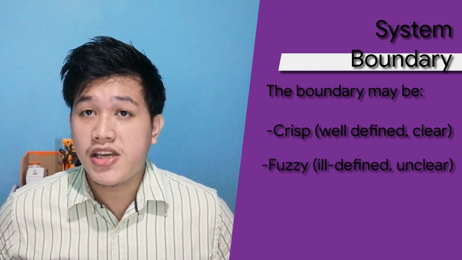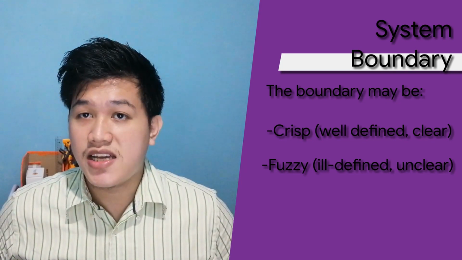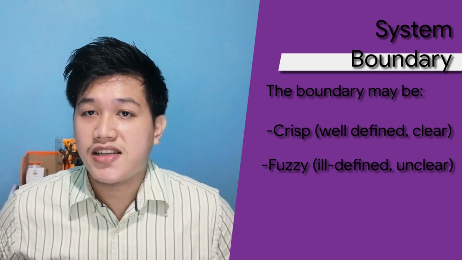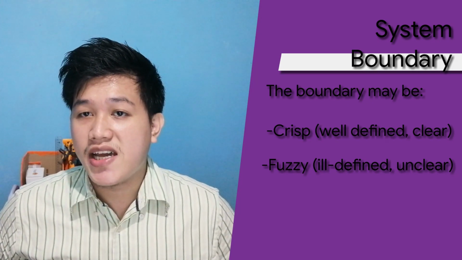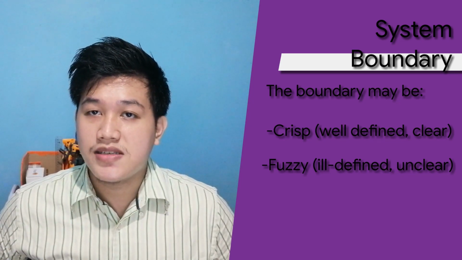The boundary may also be fuzzy, where the parts and function of the system could be outside the system or not. The best example for this is the canteen inside the campus, as they may not be tied directly inside the institution, but they are inside the campus.